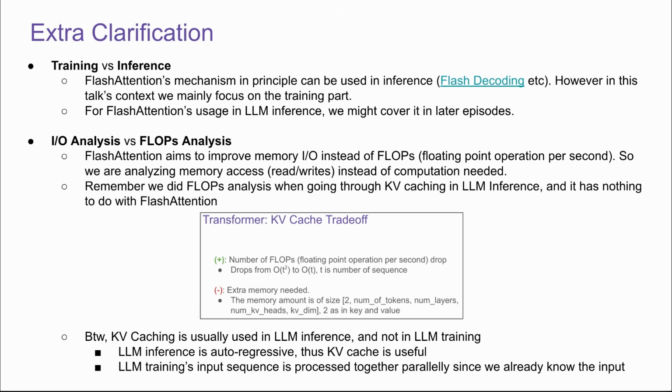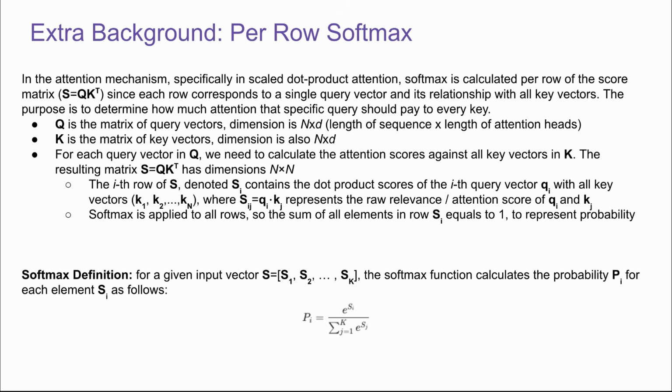By the way, KV caching is used in LLM inference only and not in training, because inference for LLMs is usually autoregressive, and then KV cache is useful in that way. But in training, all the sequence is processed in parallel, since we already know the input, so KV cache is a lot less useful. The first extra background I would like to talk about is per row softmax.